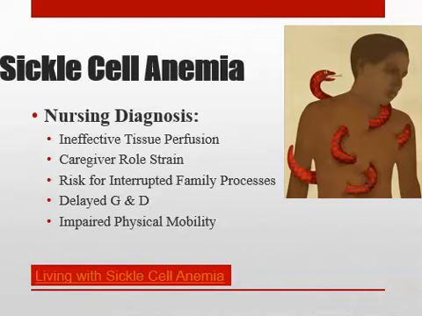Also, nursing diagnoses that pertain to sickle cell anemia, and you can read them there. Ineffective tissue perfusion, caregiver role strain, risk for interrupted family process, delayed growth and development, impaired physical mobility. So all those are really good ones, okay?